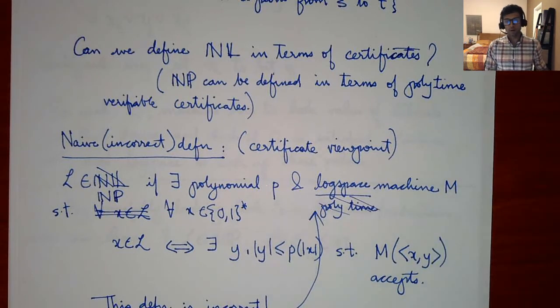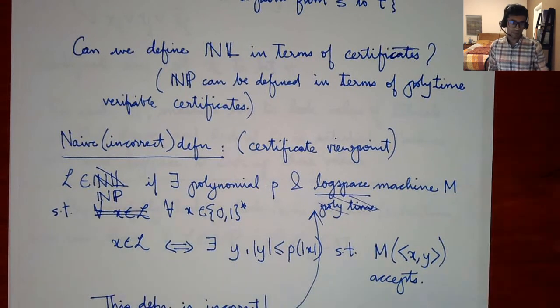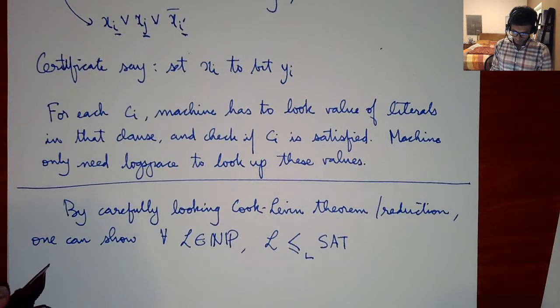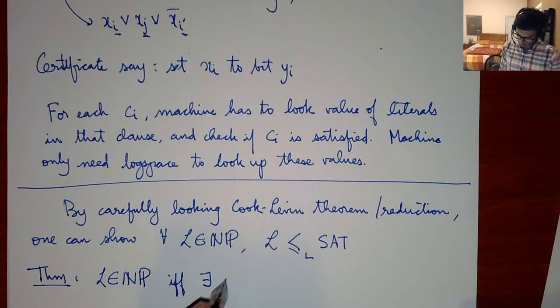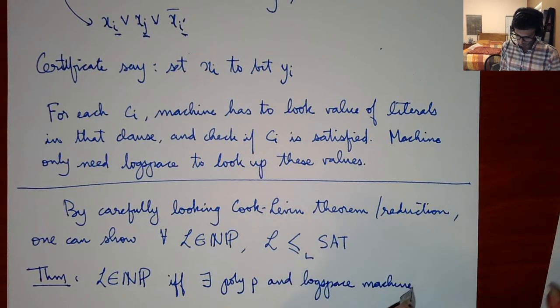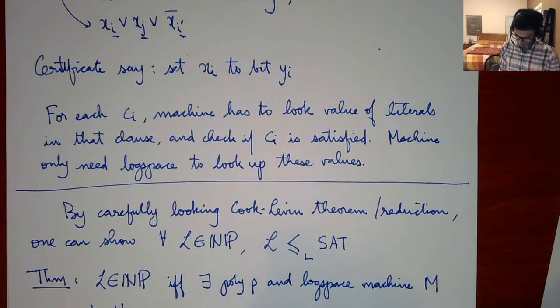You don't need the verifier to be polynomial time. A log space verifier suffices. Of course, the proof of this is non-trivial because you're using Cook-Levin there. So I'll just state this carefully as a theorem. L is in NP if and only if there exists a polynomial p and a log space machine M, such that for all x, x is in L if and only if there exists y, the length of y being at most polynomial in x, such that M(x, y) accepts.